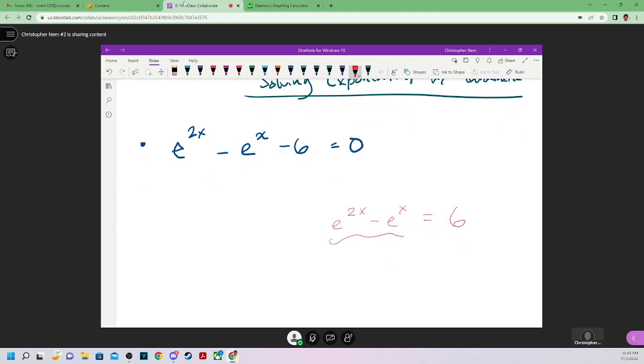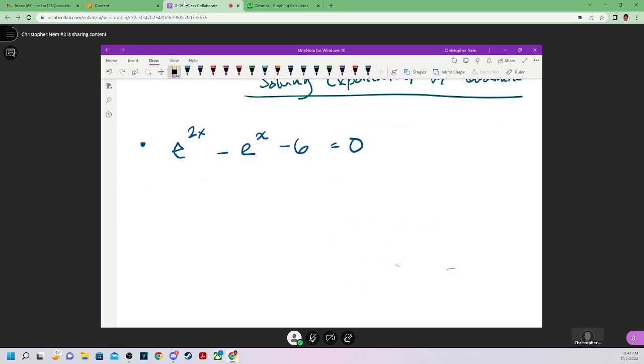I can try to factor. If I factor e to the x out, I'm left with e to the x minus 0, or I'm sorry, minus 1. I can try to do that, but this is still not helpful because it's equal to 6. So if we try any other method that we have worked with, this still becomes a problem. We need to find some way to deal with it.